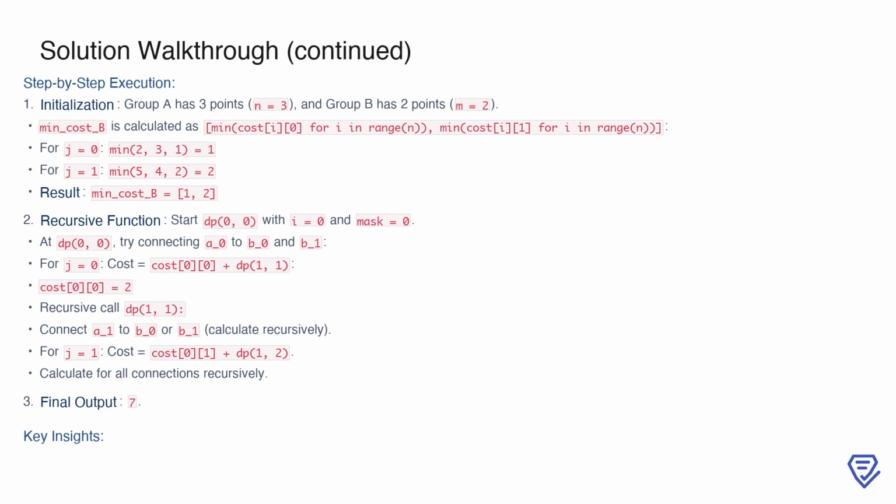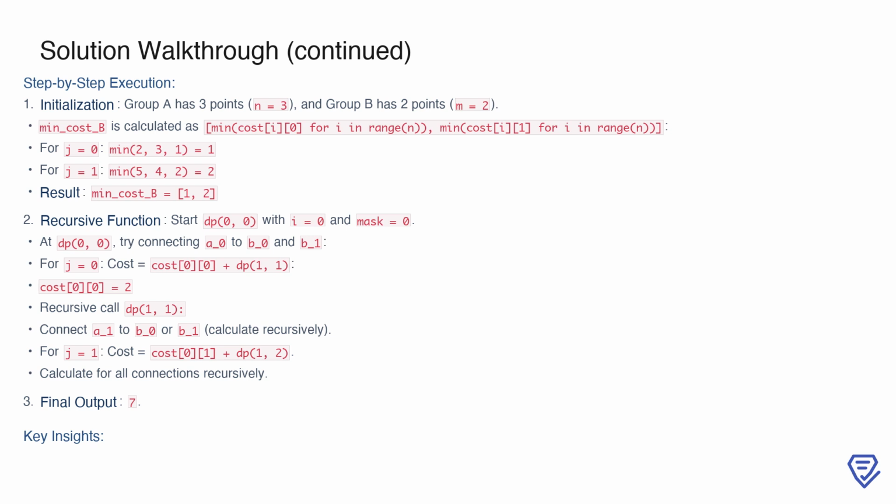We then define the recursive function dp(i, mask) to calculate the minimum cost starting from the ith point in Group A, given the current connection state of Group B, starting from dp(0, 0). We calculate the cost of connecting A_0 to both B_0 and B_1.